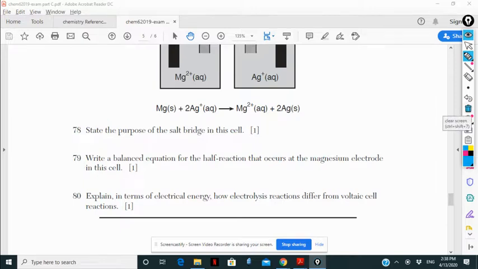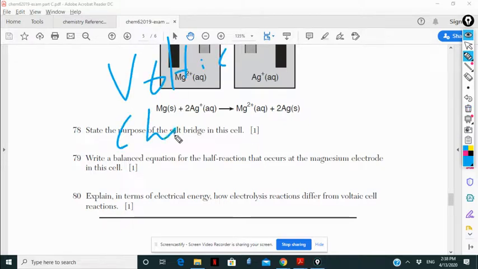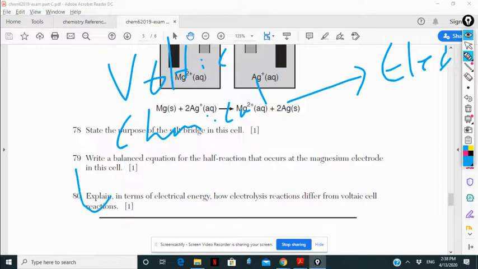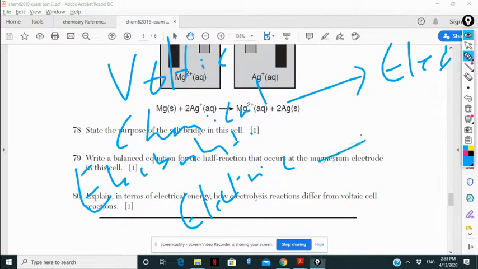Explain in terms of electrical energy how the electrolytic reaction differs from the voltaic. So in the voltaic, I use a chemical reaction to generate electricity. But in the electrolytic, I use electric energy, and I move it to chemical.